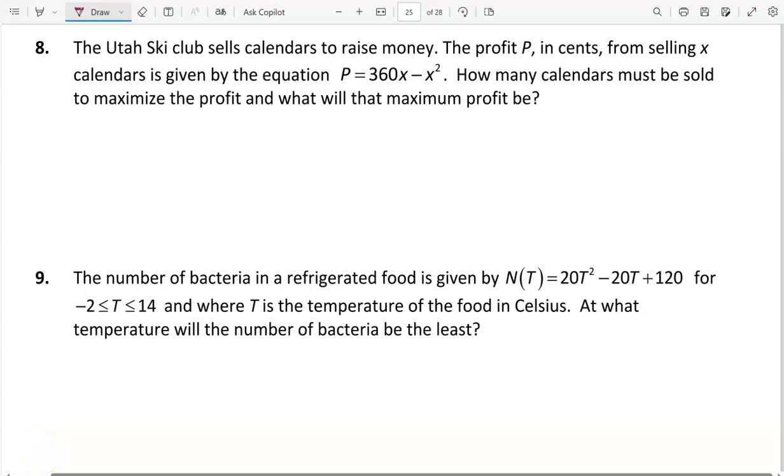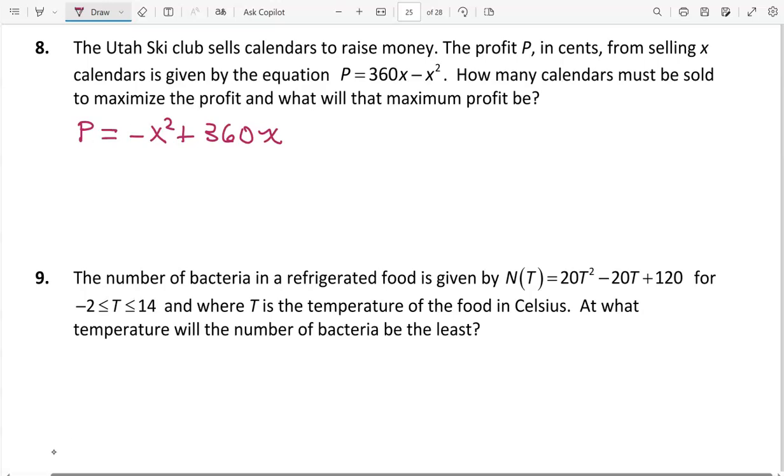And number 8, the Utah Ski Club sells calendars to raise money. Their profit in cents from selling x calendars is given by the equation P equals 360x minus x squared. We are looking to determine the number of calendars that must be sold to maximize the profit and what that maximum profit will be. I'm going to rewrite my equation in standard form, negative x squared plus 360x, so that we can see the values of a and b.